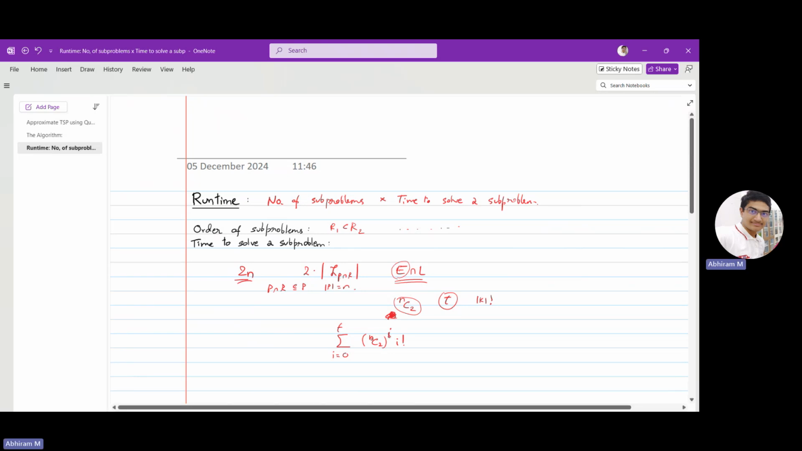We consider all subsets of size i, and so this is going to be the number of them. The points can be chosen with repetition, by the way. We're not even saying that every point has to be used at most once. It can use each point multiple times, and that's why it's NC2 to the power i into i factorial.